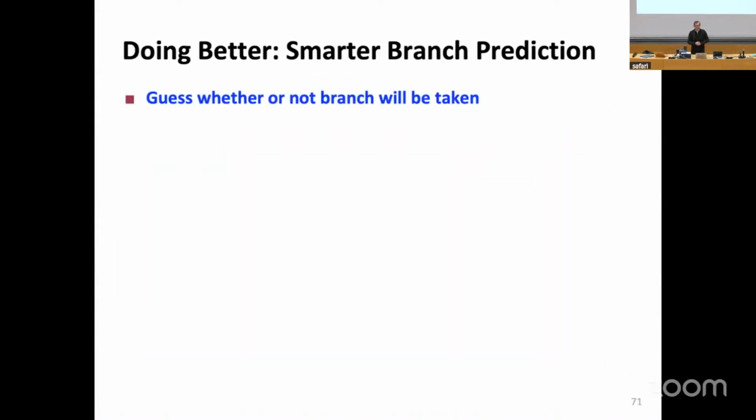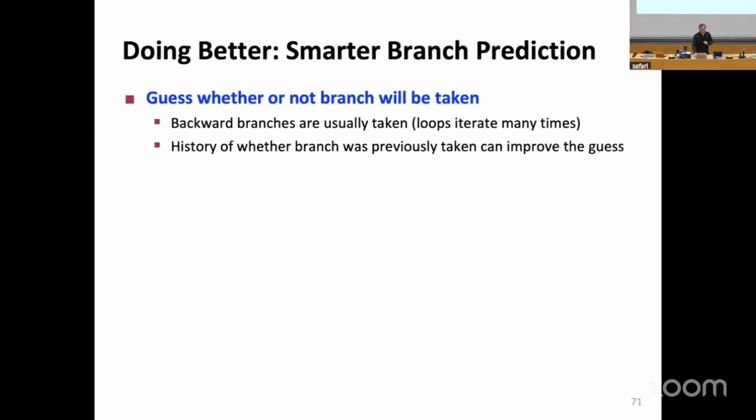So, okay, doing better: smarter branch prediction. This was not so smart, right? We basically said we're going to implicitly assume that PC will be incremented by 4. It's called always-not-taken prediction. But you can be a bit smarter. You can guess whether or not the branch will be taken, right? And existing processors actually are quite smart. For example, backward branches are usually taken because loops iterate many times. If you see a backward branch, you basically predict it taken, right? You can keep a history somewhere in the processor, as we will see in later lectures, of whether a branch was previously taken, and you can improve the guess based on that history. If you've seen the branch was taken 1,000,000 times, you say, okay, probably it's going to be taken again. You can be even smarter, as we will see.